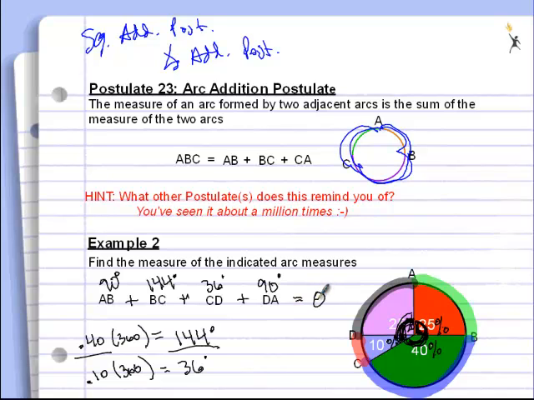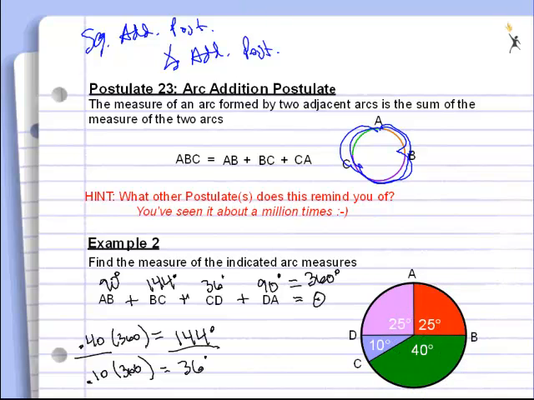Should equal a whole circle, right? Well, go through and add up the degrees. Is that what you get? Do you get a whole circle? When I add up all those degrees, those 4 degrees, I get 360 degrees. Which makes sense. I already knew that's how it was going to work out, but that's what the arc addition postulate is.